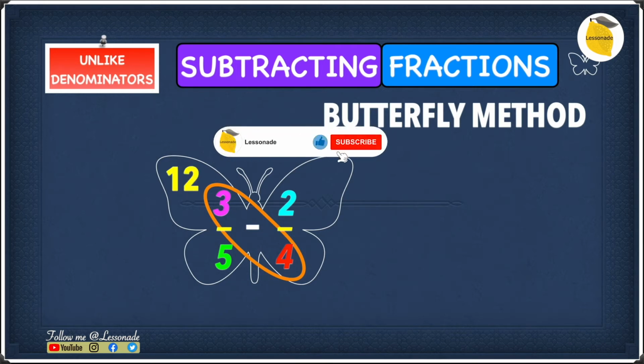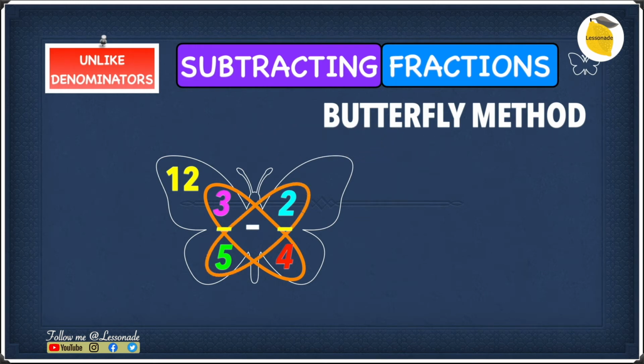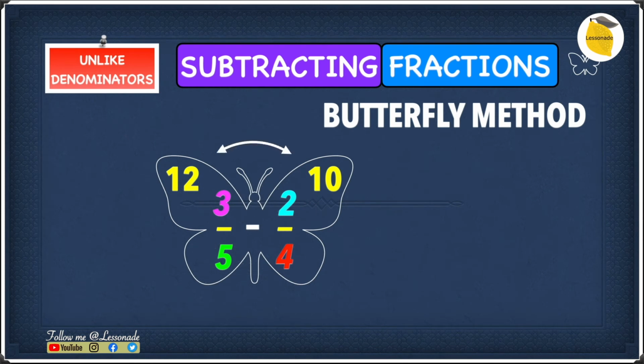Now we have to do the same thing for the other two numbers, which are 2 and 5. So the numerator of one fraction and the denominator of the other. So 2 times 5 will give you 10. So once we've done this, once we have found the product, the next thing we're going to do is to subtract these two products. So we're going to do 12 minus 10. And 12 minus 10, as we all know, is going to be 2. And that means 2 will be our numerator.